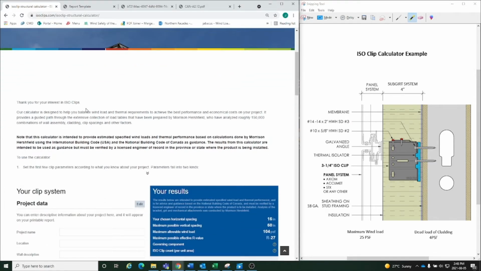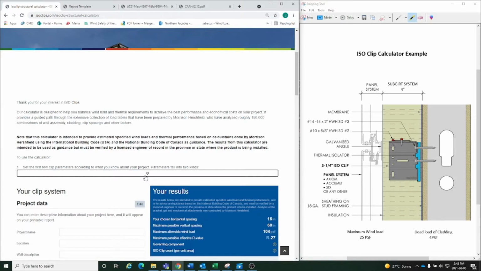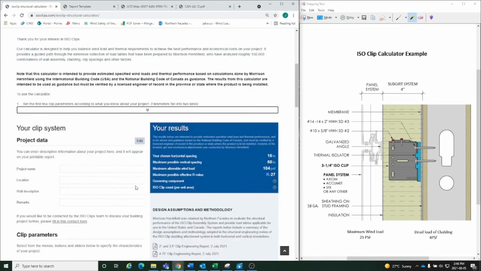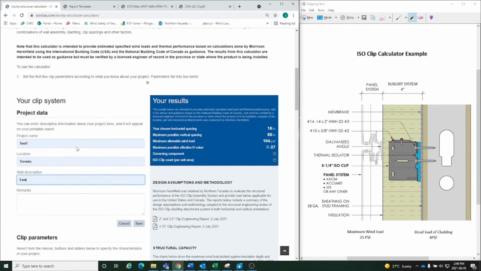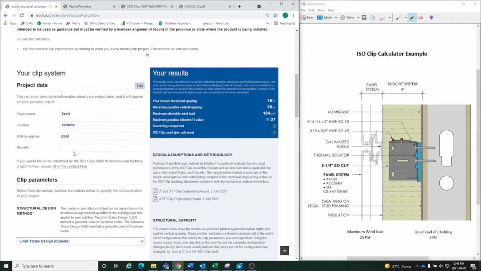At the top of the calculator, we have an explanation on how to use it. There are these two arrows that are either pointing up or down to expand the explanation or to retract the explanation. There's also, you can enter your project information. This is not necessary, but if you want to create a report at the end of this calculator, it is helpful. So for the purpose of this, I am saying that it's test one, it's in Toronto, Ontario, and the wall is the east wall.